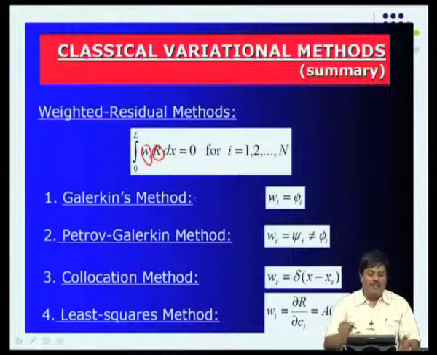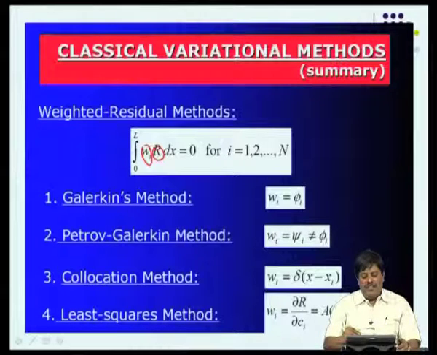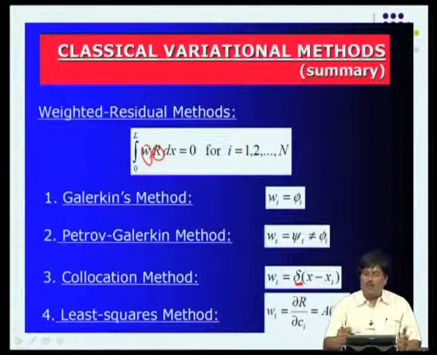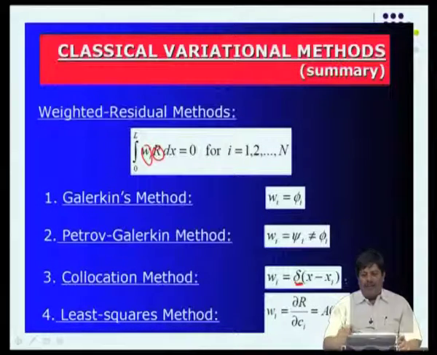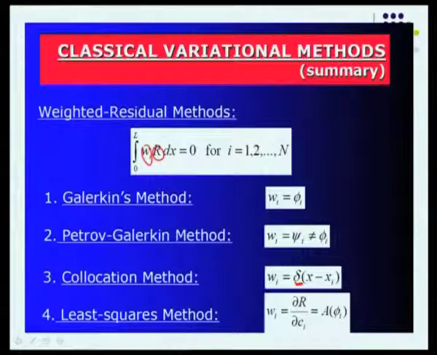called the Galerkin method. If the weight is totally different from the approximation function, such a method is called the Petrov-Galerkin method. If the weight you use to minimize is equal to a direct delta function, that is called the collocation method, and if the weight is the differential of the residue with respect to the coefficient, then such a method is called the least square method.